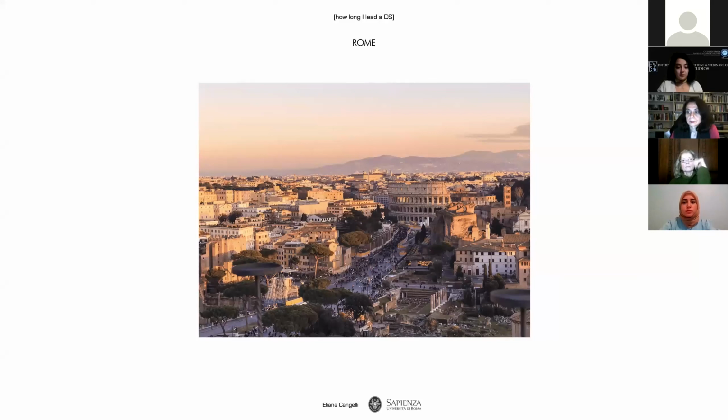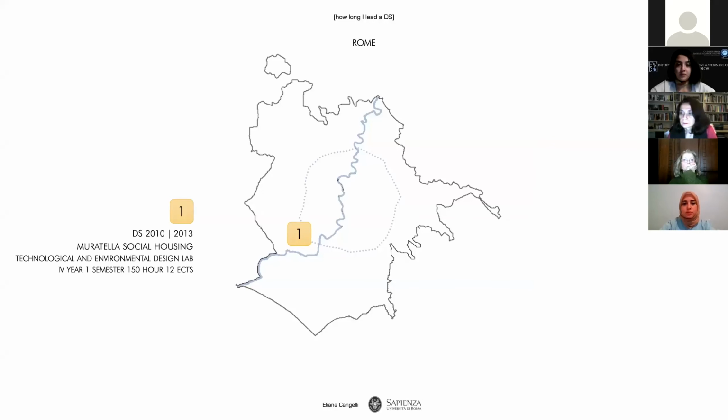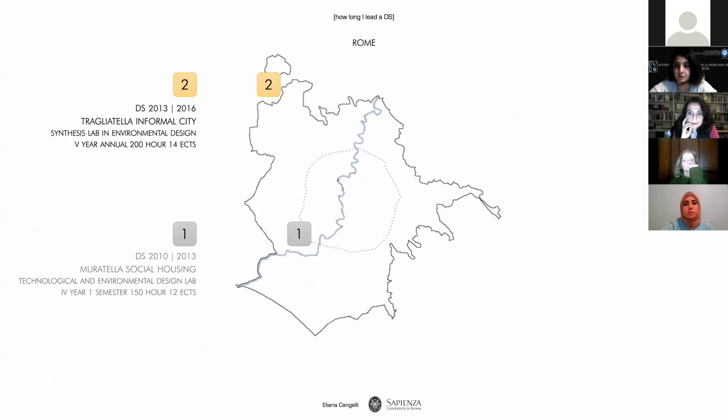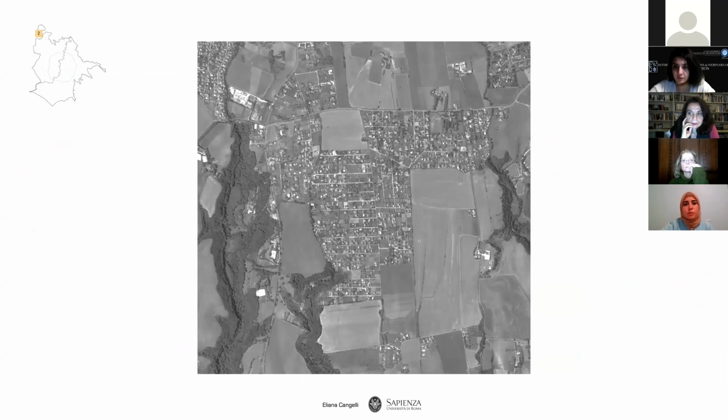The study area is the city of Rome. All the projects have been developed involving stakeholders and the municipality of Rome, with the aim of allowing students to deal with real cases. These are the issues addressed over the years. It is a project of a line type building intended for social housing in Collina Moratella, that is the name of the district. In the synthesis laboratory in environmental design, the theme was Tagliatella Informal City. It is a regeneration project of an authorized neighborhood in the northwest suburb of Rome.